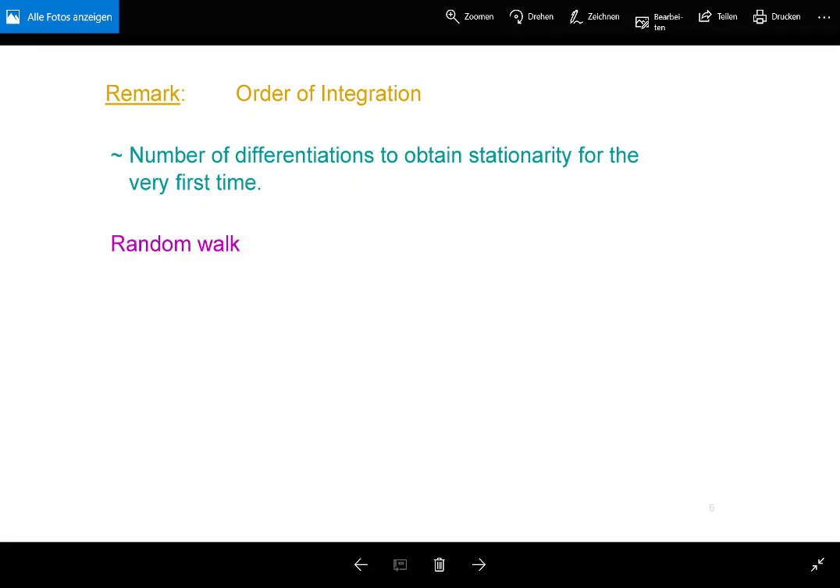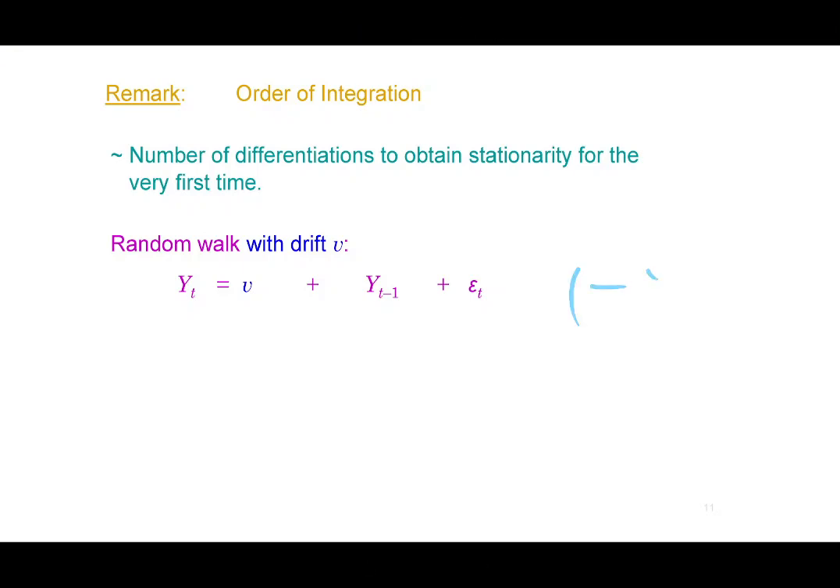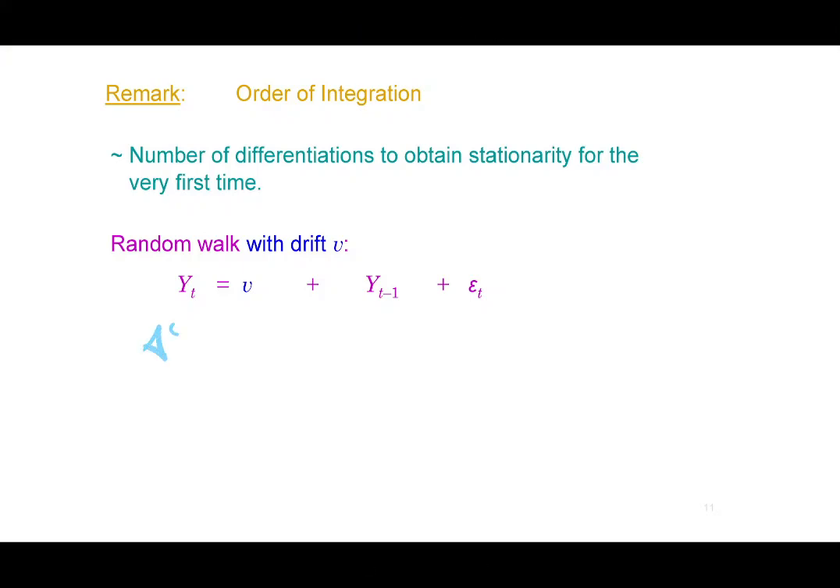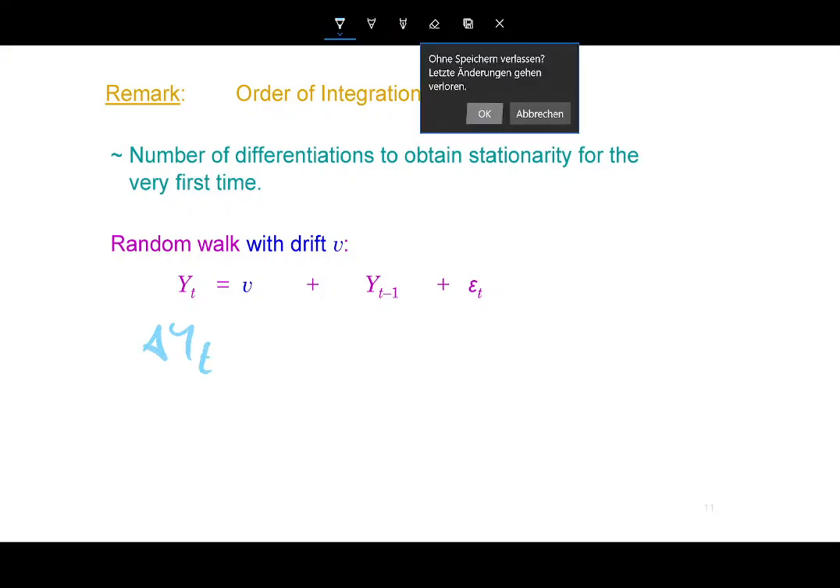So let's take the random walk, with or without a drift, it doesn't really matter. I will choose the random walk with drift to be more general. And then you have this structure, which we talked about last time. Or if you subtract y_{t-1} on both sides, you can also express this in terms of its increments. That is another structure that you're going to see.